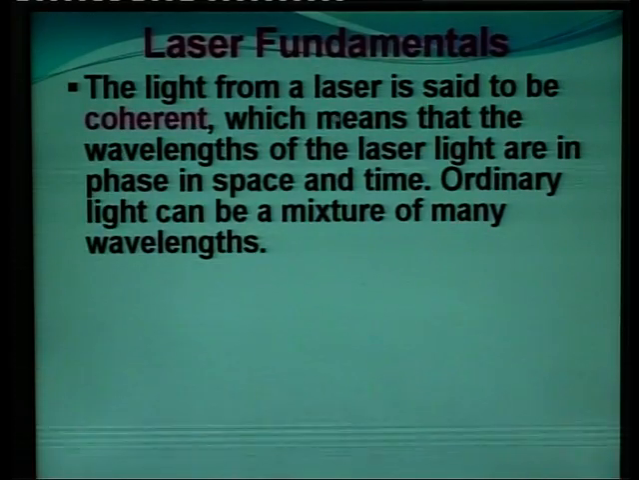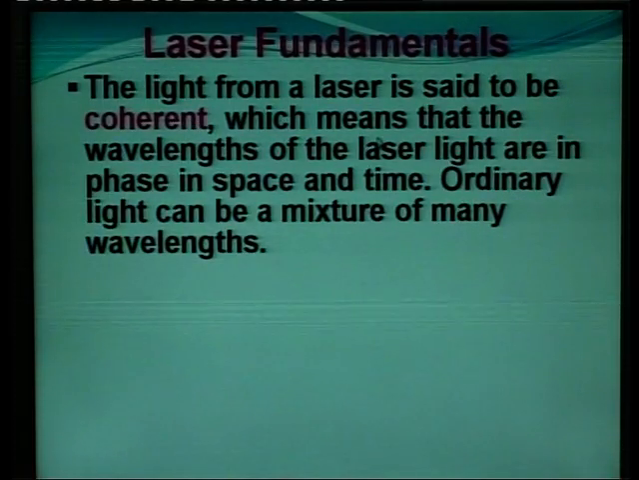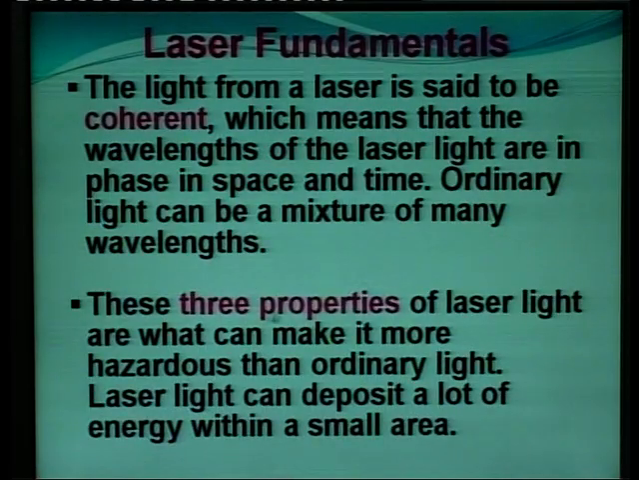Then it has to be coherent. The light from a laser is said to be coherent, which means that the wavelength of the laser light is in phase in space and time. Ordinary light can be a mixture of many wavelengths. So these three properties of laser light are what can make it more hazardous than ordinary light.